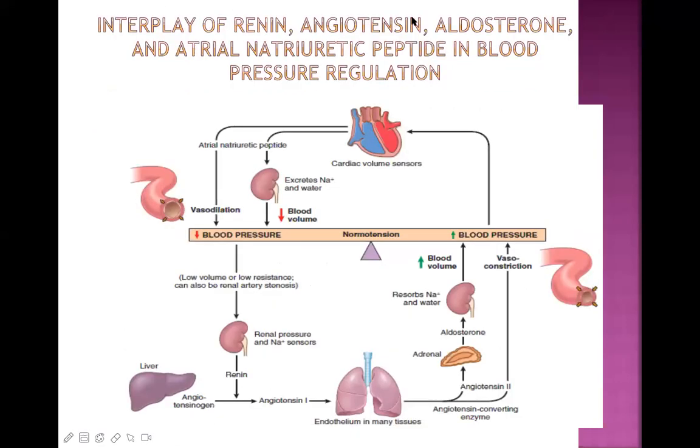Okay, now let's discuss this slide. This slide is talking about all those things which I just mentioned. This is the interplay of renin, angiotensin, aldosterone, and atrial natriuretic peptide in blood pressure regulation. See here.